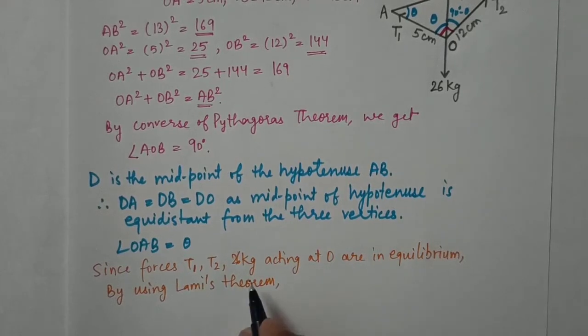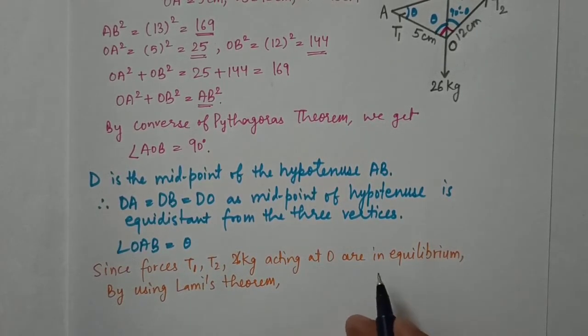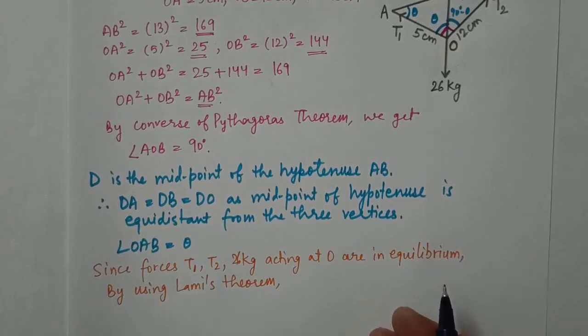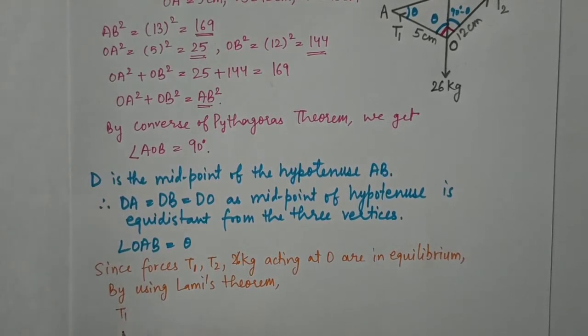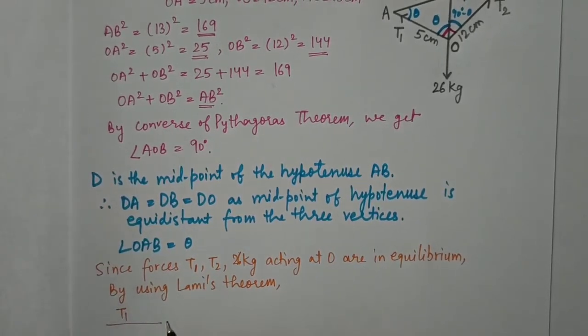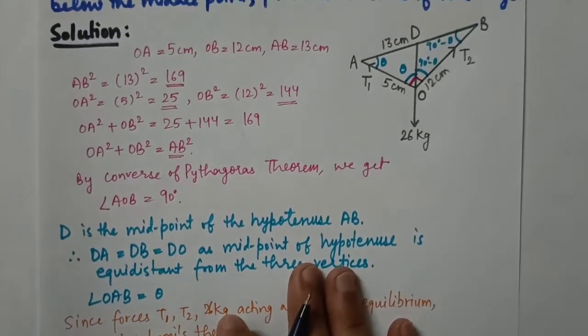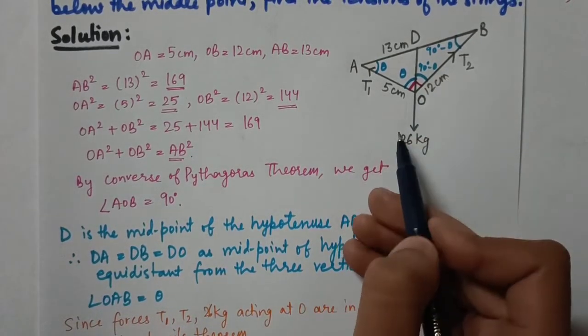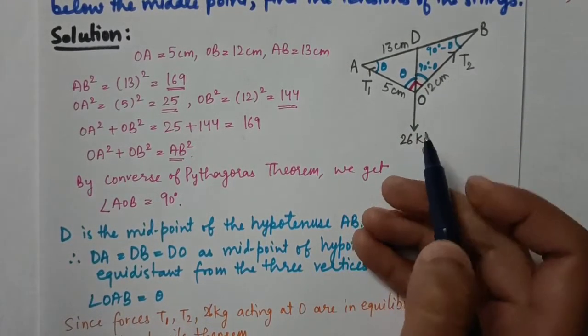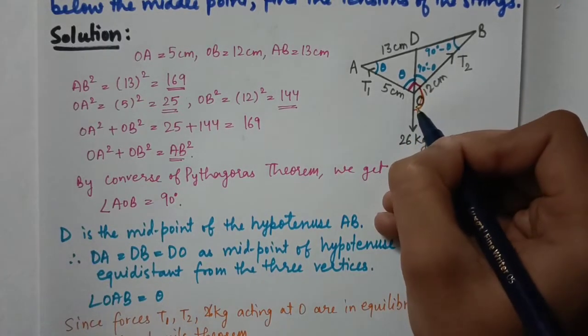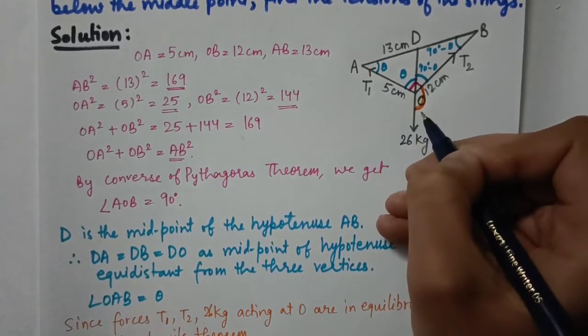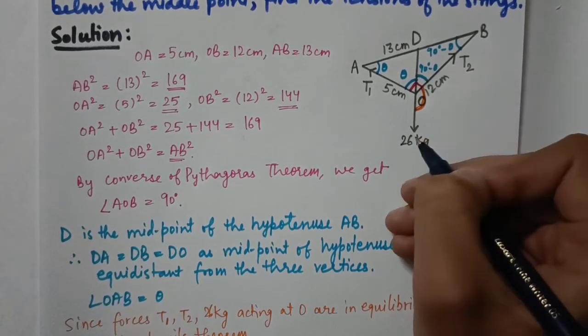So these are the three forces that are acting at a point O and are in equilibrium. Then each will be proportional to the sine of the angle between the other two. Now let us first consider this force T1. So what are the two other forces? This T2 and 26 kg. And what is the angle between them? This angle. This is the angle that is between the forces T2 and 26 kg.